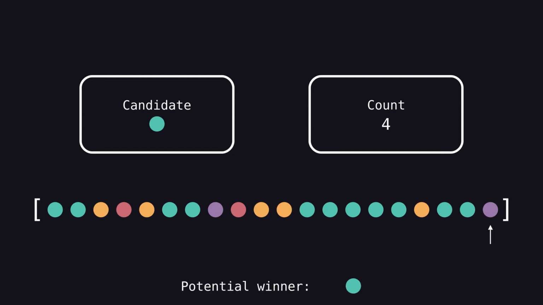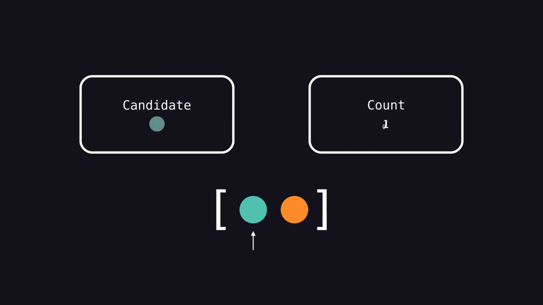When an element is encountered, its count is incremented by 1. If the next element is different to that one, the count is decremented by 1. Therefore, you can consider unequal elements as cancelling each other out.